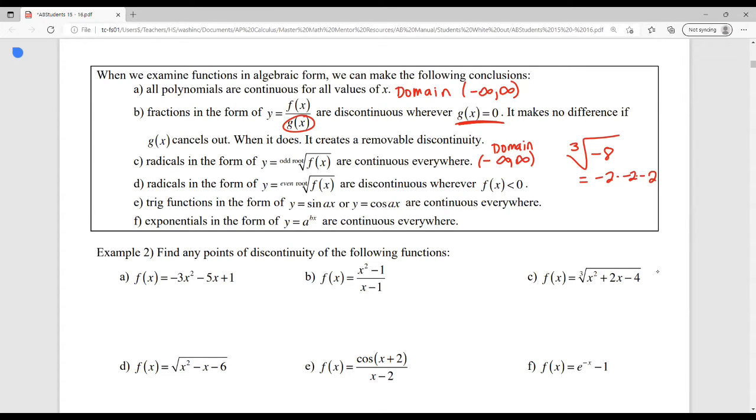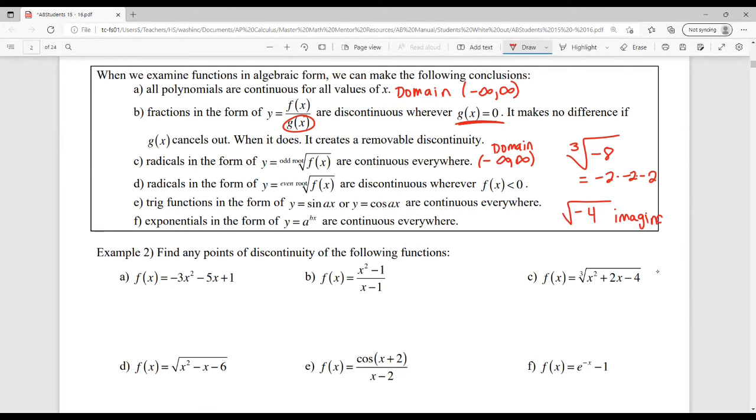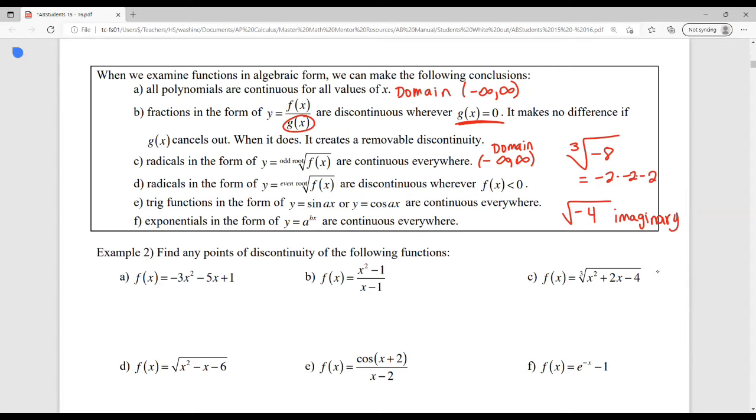But if we're looking at an even root, this is not true. We can't take an even root like the square root of -4. This is this idea of imaginary numbers. So if we ever have an even root, we need the number under the radical to be greater than 0. So it's going to be discontinuous whenever that number is less than 0.